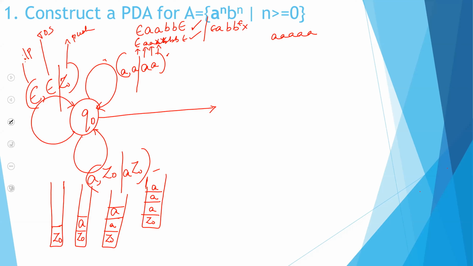So let us encounter a B. You are encountering a B. What is the top of your stack? My top of the stack is A. What should you do? You should take it out. You should pop it out, and then the match happens.